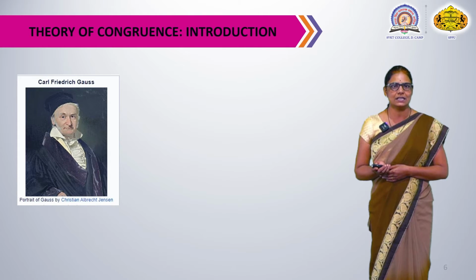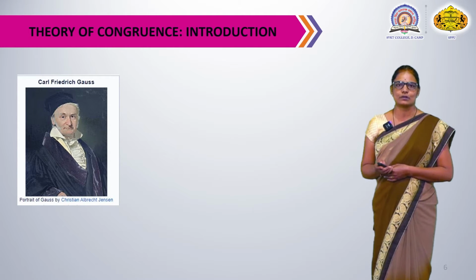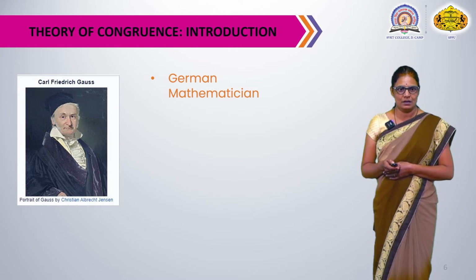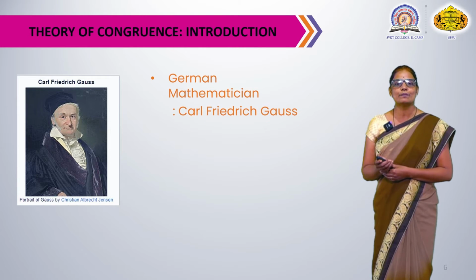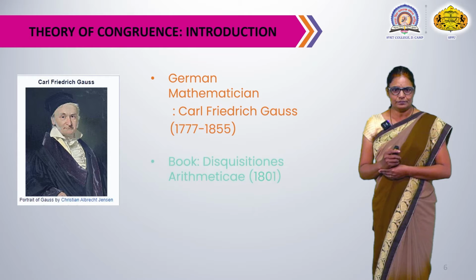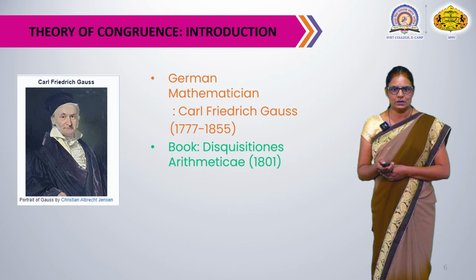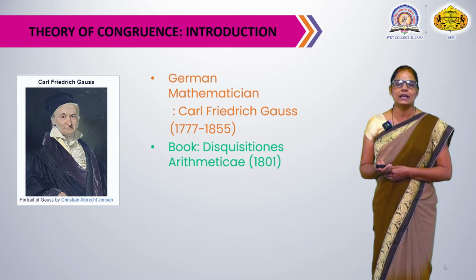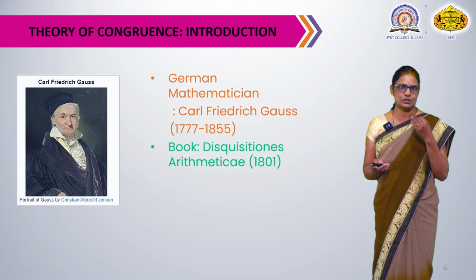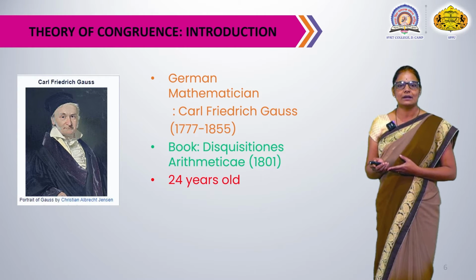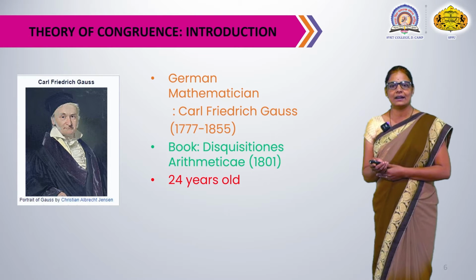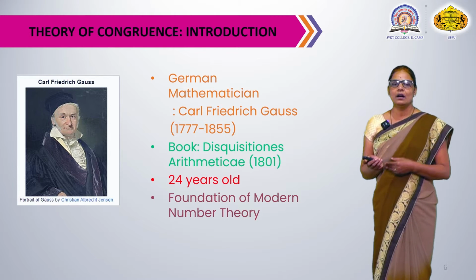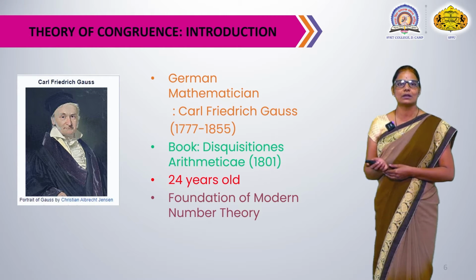So let us first see what the theory of congruence is. Now this is a portrait of the German mathematician Gauss. This theory was introduced by Gauss. Gauss wrote a book; the name of the book is Disquisitiones Arithmeticae. He wrote the book when he was only 20 years old, and the work appeared in 1801 when he was 24 years old. This book laid the foundation of modern number theory.